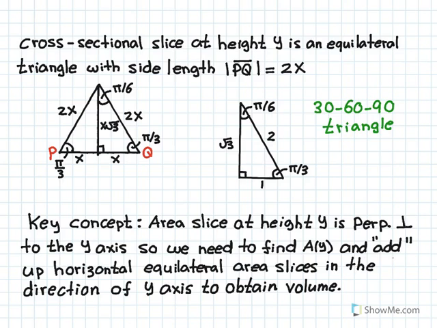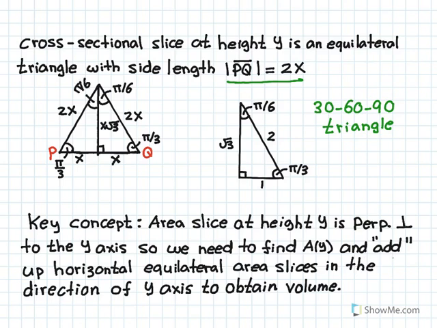So the cross-sectional slice at height y is an equilateral triangle with side length PQ equal to 2x. We've drawn a typical slice, and you can see the base has a length of 2x. The height bisects it, so it's going to be x here. And we get a 30-60-90 triangle, because if you have an equilateral triangle, all sides are equal, which means all the angles are equal, and the angles add up to 180. So each angle is going to be 60 degrees. But the height bisects the angle, and we get 30 degrees here, pi over 6.